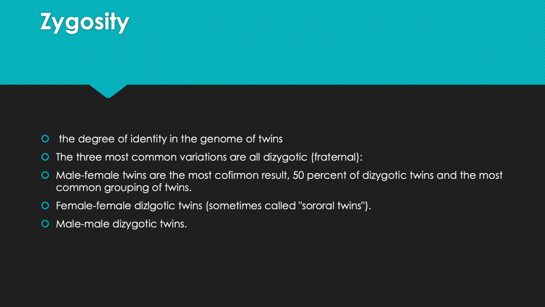Now we come to an important term, which is zygosity. What is zygosity? Zygosity is the degree of identity of the genome of twins. We have 5 most common variations. 3 of these most common variations are dizygote. Male-female twins are the most common result. 50% of dizygotic twins are of this grouping, the most common grouping of twins. We also have female-female dizygote twins, sometimes called sororal twins, and male-male dizygote twins.